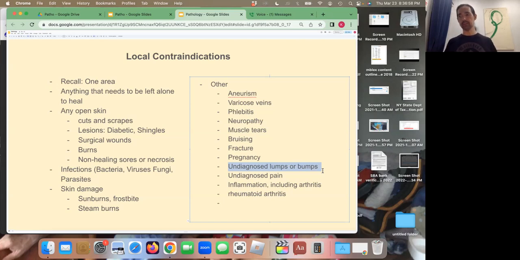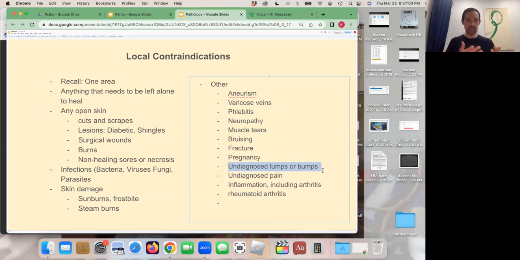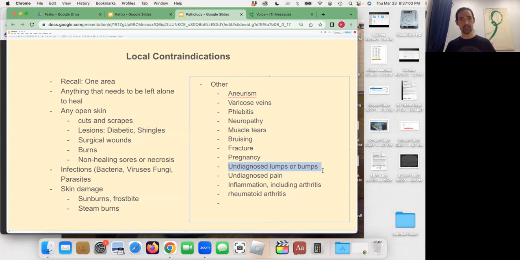But unfortunately, because we don't see and diagnose lumps and bumps, we can't tell what we're looking at. So ask that person to go see a doctor and have it diagnosed, or ask if they have had it diagnosed. And if it's a lipoma and it's harmless, then you can work anywhere you want, liberally. But if it's undiagnosed, don't work on it. Don't work on the area.